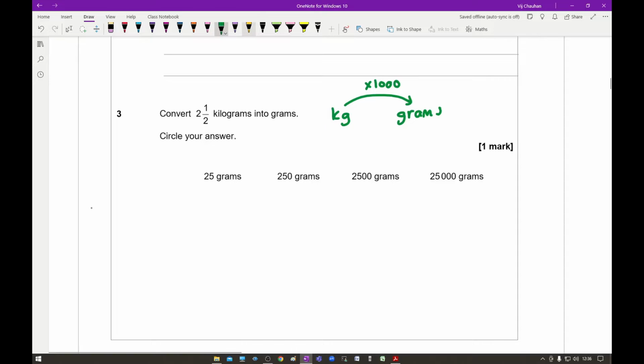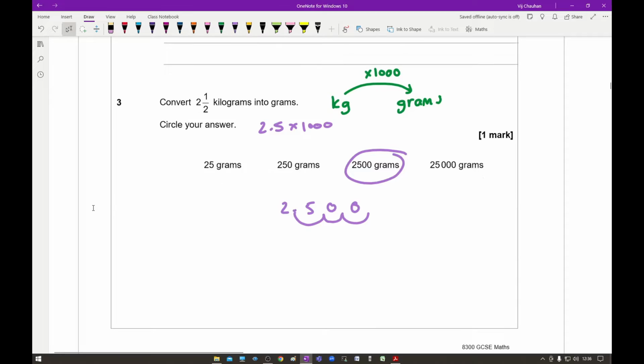So again, with 2.5, I'm going to write that as 2.5 times 1000. So here we're going to move the decimal point 3 places. So it's going to be 1, 2, 3. Now we fill in the empty gaps with zeros. So the correct answer we want to circle again is the third option.